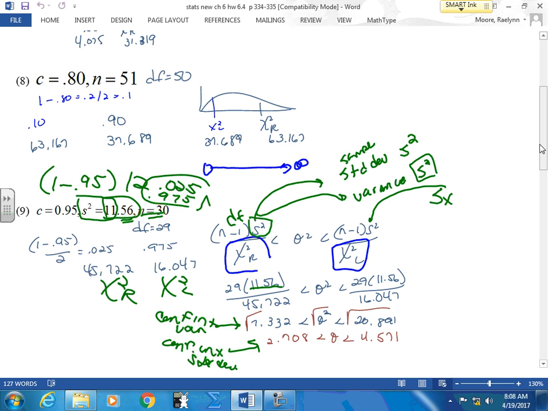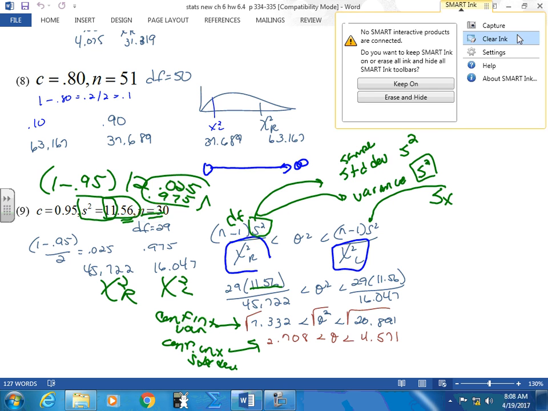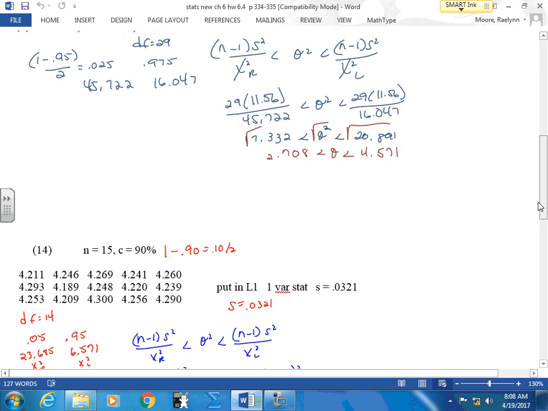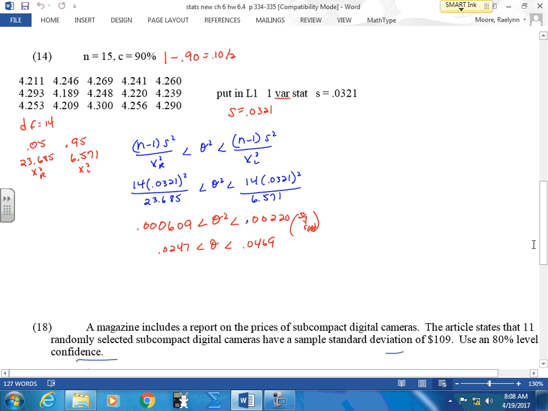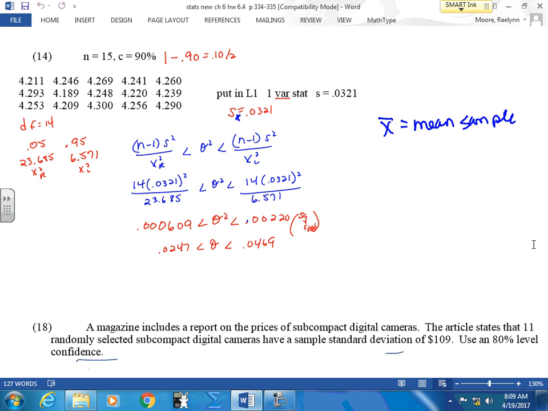Any questions on this? This is a trickier one because they gave us a variance, not a standard deviation. Okay, you're going to put this in your L1. You're going to find your sample standard deviation. We find x bar. This is our mean for our sample. We don't need the mean in this case. We need to look a little further down to where it says Sx. You do not want the population one. You want the sample standard deviation.